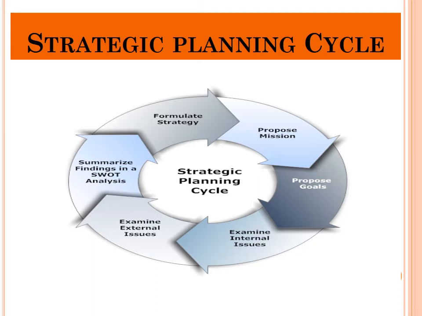There is a cycle for strategic planning. This cycle involves, very first, proposing goals, then examining internal issues. The next step is examining external issues. After examination of internal and external issues, a summary is prepared for the SWOT analysis. Then strategies are formulated. At the last, the mission is proposed.